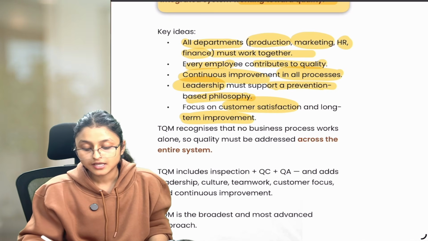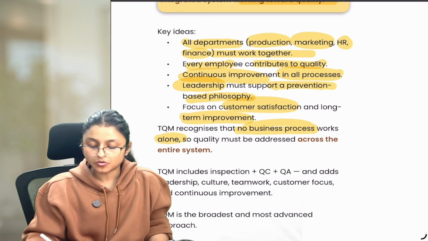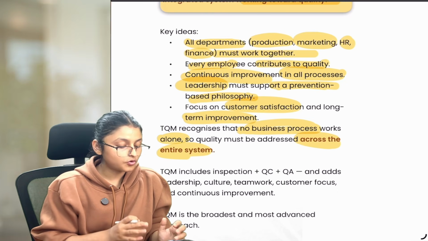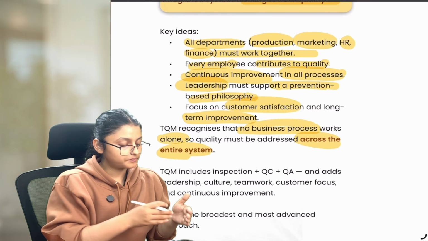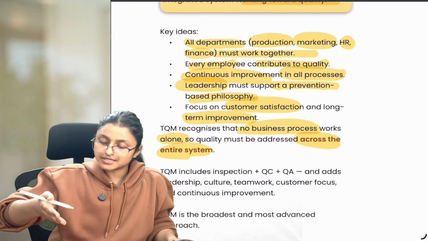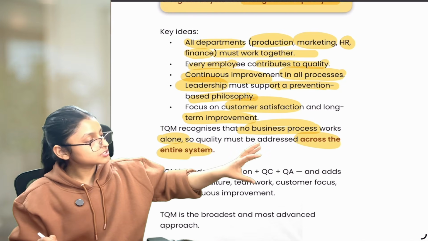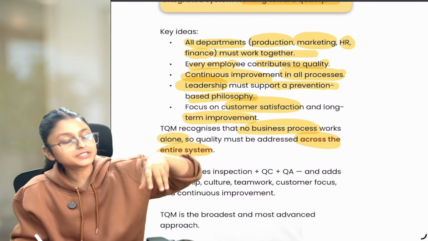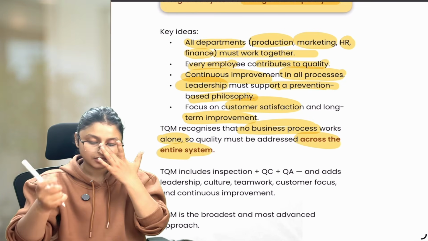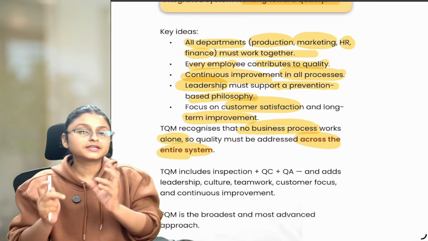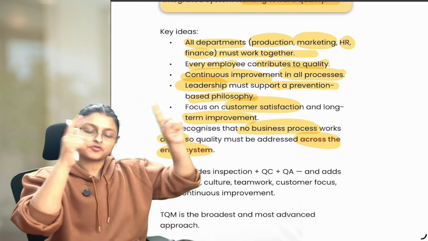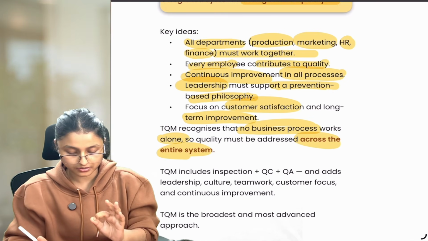TQM recognizes that no business process works alone. So quality must be addressed across the entire system. Think about it. Production is working for producing the output so that marketing and sales can sell it. Purchase department is buying the material so that production department can make it. And to connect all of them, there is a finance or accounting department, right? So everyone is somewhat connected, and that is why quality can't be improved just by focusing on the production department. You need to focus on every department, and everyone should work together.